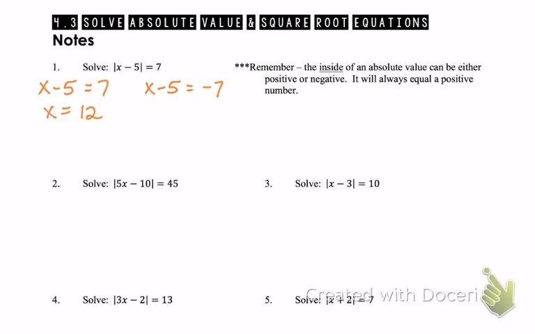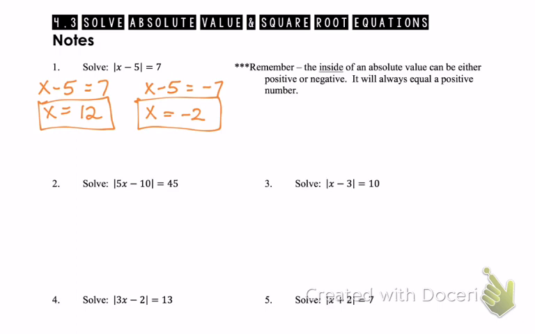So the first thing you want to do is get everything to where you only have the absolute value on one side. You have the numbers on the other side of the equal sign, and then you set it to the positive and to the negative. So x equals 12, and then x equals negative 2. So I'm going to have two answers.